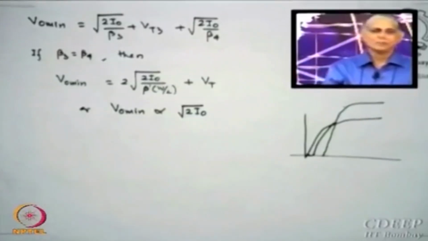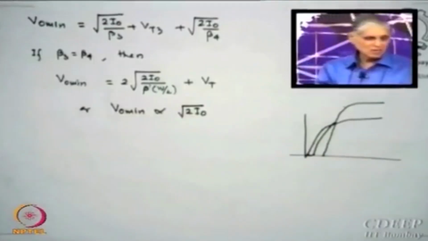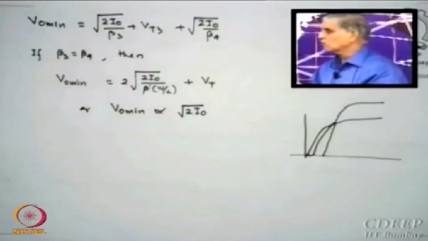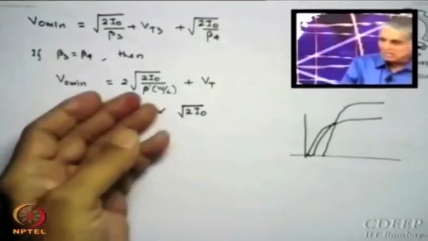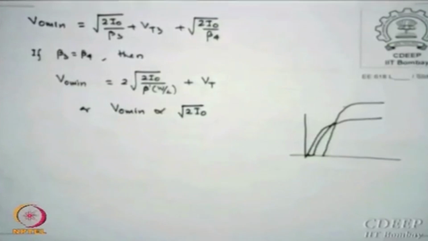So I can evaluate my VO min. How do I minimize this? I cannot change I0 because that is what I am looking for. All that I adjust is W by L's. But if I adjust W by L, what will happen? The mirror current and reference current may not be the same. So I will have to figure out what reference I should keep, so that with this W by L I get the I0 of my choice. That you can always think.